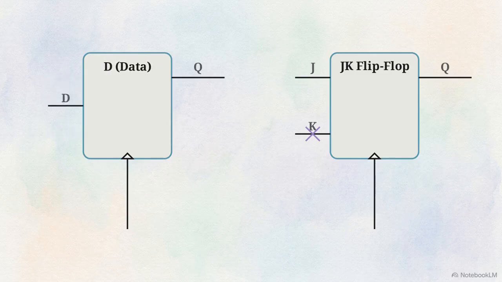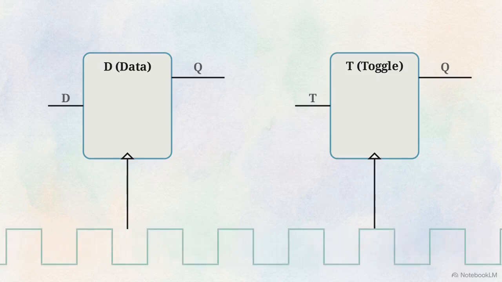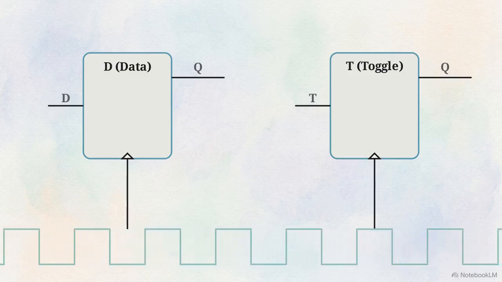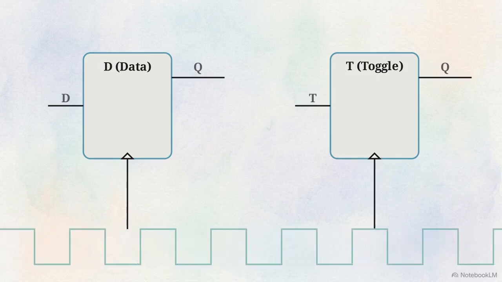We can streamline an SR flip-flop to create a D or data flip-flop, and we can simplify a JK flip-flop to create a T or toggle flip-flop. For both of these new components, the clock signal remains the heartbeat of the circuit. Nothing changes without an active clock edge.